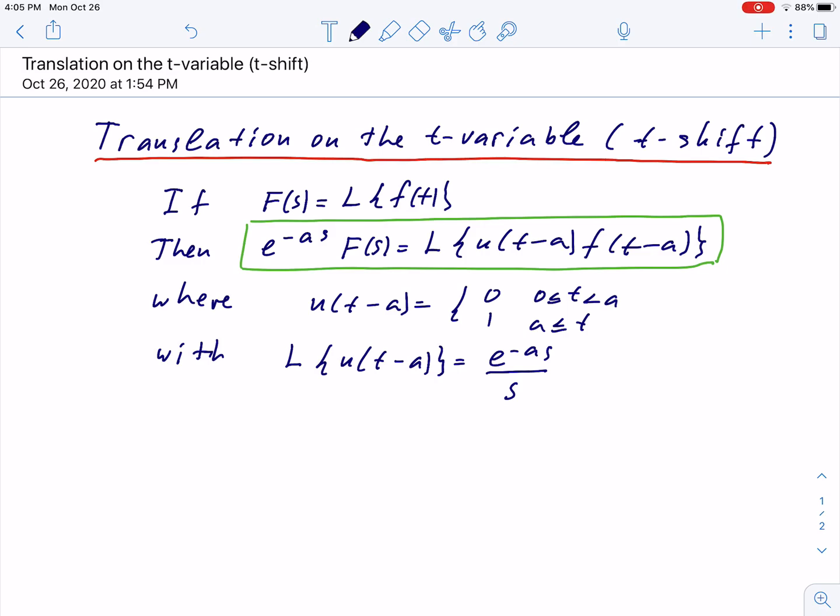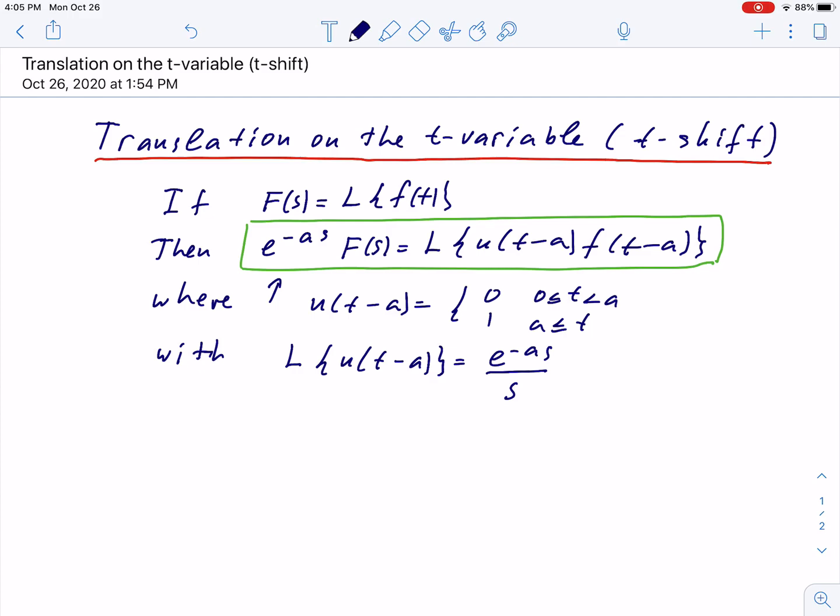If F big is the transform of the small f, then multiplying this image F by the exponential here, the original changes in a special way. So the t-variable is shifted here in f, and also we are multiplying by the step function u(t minus a).